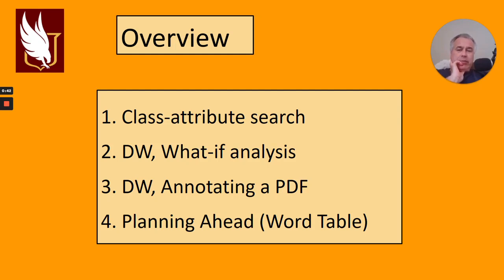One is doing a certain kind of search for courses that's based on a certain kind of class attribute. Doing a what if analysis in DegreeWorks. Getting a printed PDF of your DegreeWorks and annotating that. And then planning ahead by thinking in terms of the semesters you have left and planning out what you would take each of those semesters. That will help you keep on track, identify opportunities, that kind of stuff.